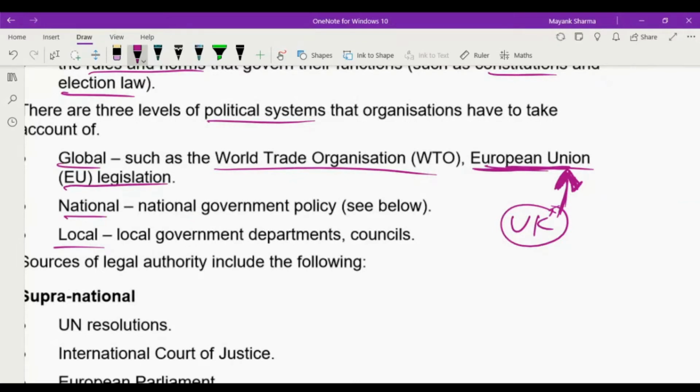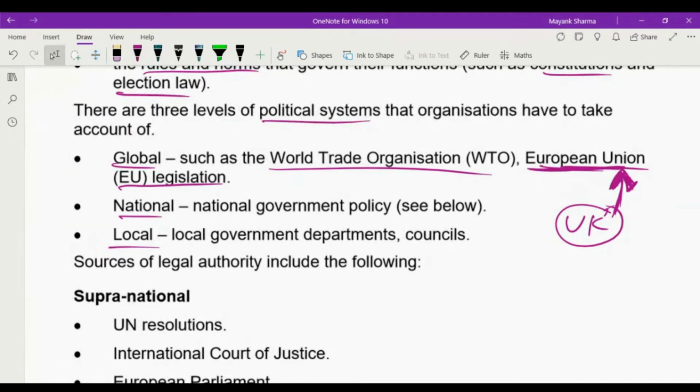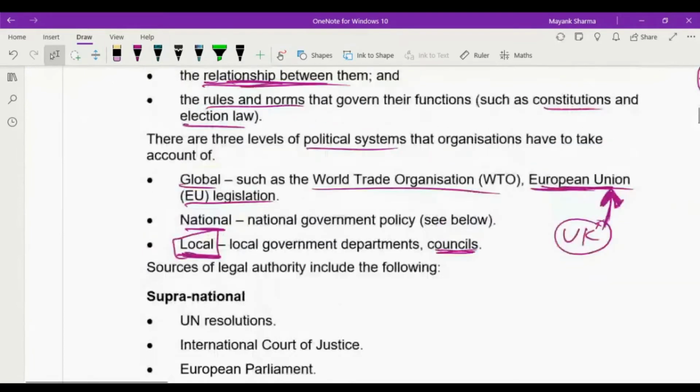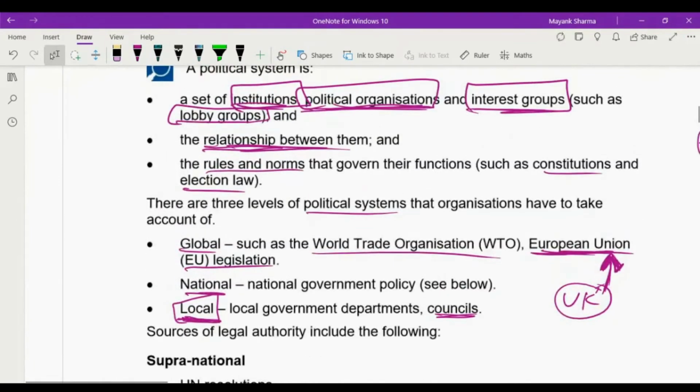If you are a company which is operating in UK, will you be impacted by the global political system? Yes, you will be. Will you be impacted by WTO, European Union? Yes, you will be. That means these are part of your external environment, which are outside your nation, but still have impact on you. There can be national level political systems as well, which means your government and your national level parliament. There can be local level governments and local parliaments as well, like councils, which we call. These are the sources of political system, which can impact you.